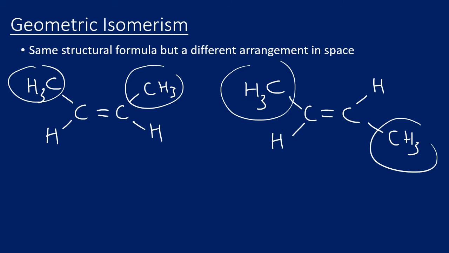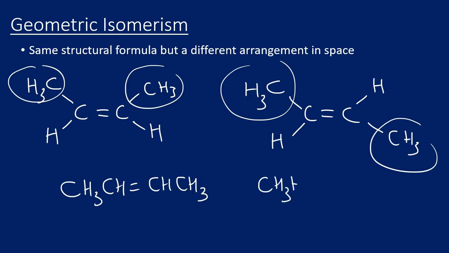Now, because we don't get free rotation, this can't just rotate and be the same as the other one. They are definitely different. They are classed as geometric isomers. They have the same structural formula, which in this case is CH3, CH, CH, CH3. And if I do the structural formula of the one on the right, it's exactly the same: CH3, CH, double bond, CH, CH3. But they are definitely not the same thing. If we were to make these with molymods, they are non-superimposable. They have a different arrangement in space.